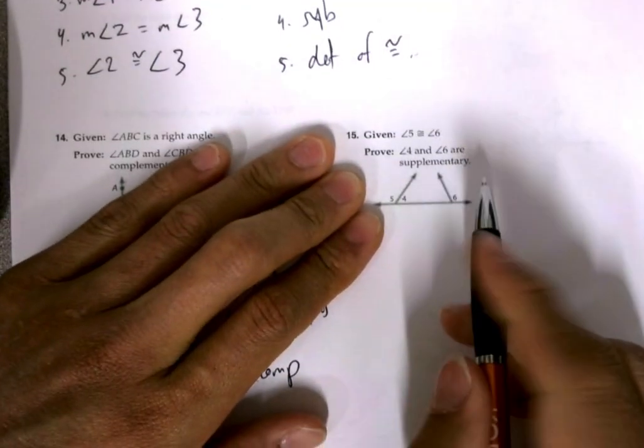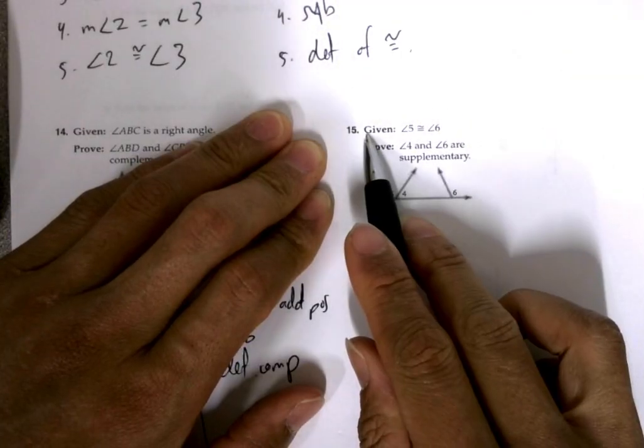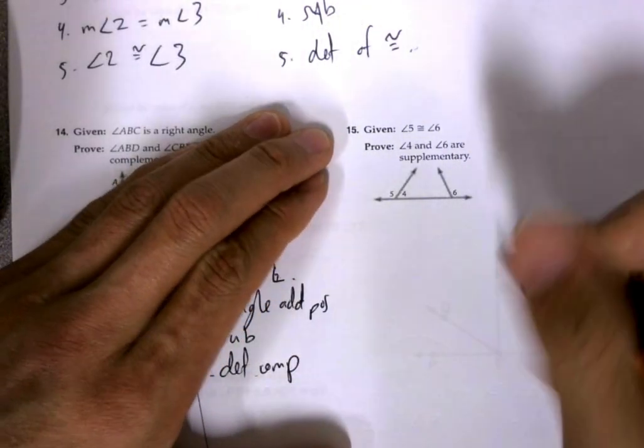All right, here we go. So we have angle 5 congruent to angle 3 as our given. I'm sorry, angle 5 congruent to angle 6 is our given. We're trying to prove that angle 4 and angle 6 are supplementary. Okay, so how do we do this?